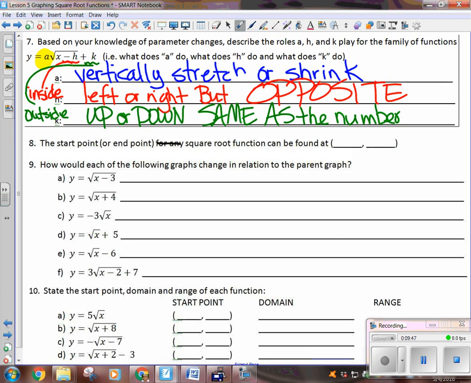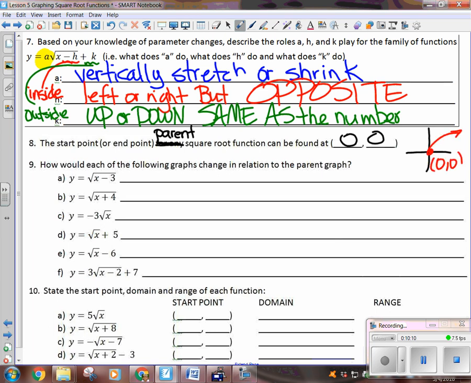A little bit of a typo. It shouldn't say "for any square root graph." It should be what we call the parent. The parent graph is that simple square root graph. Where's the start point? (0, 0). Remember, it always starts right there in the center of the graph.